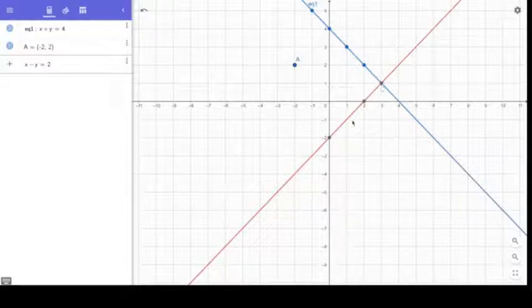These two lines intersect at a single, unique point. Will they intersect at any other point? No, these two lines are straight lines, so they will intersect only at one point, a unique solution. This point 3 comma 1 is known as the unique solution of these equations.